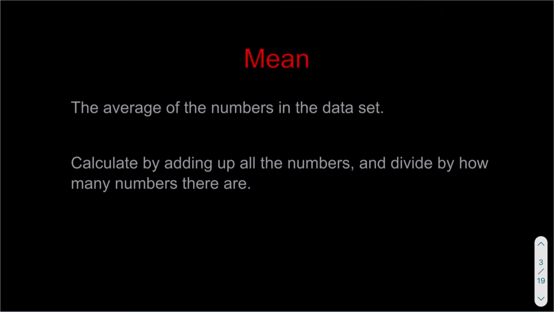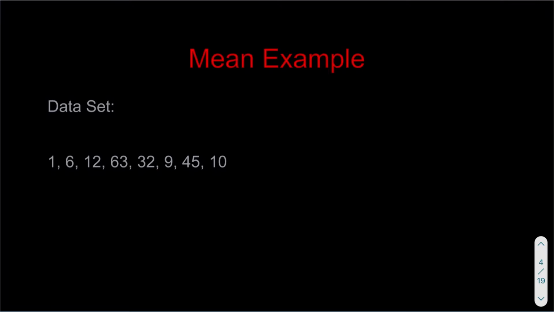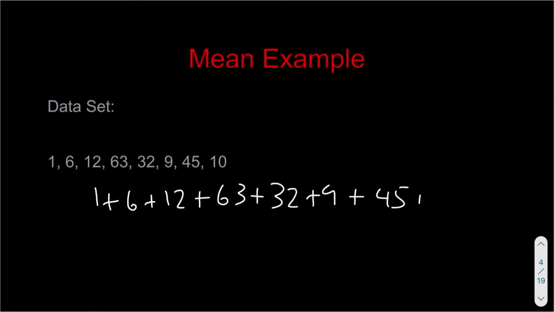The mean is the average of the numbers in the data set. In order to calculate this, you add up all of the numbers in the data set and you divide by how many numbers there are. For example, let's say we have this data set. We add everything together: 1 plus 6 plus 12 plus 63 plus 32 plus 9 plus 45 plus 10, and that's all equal to 178.